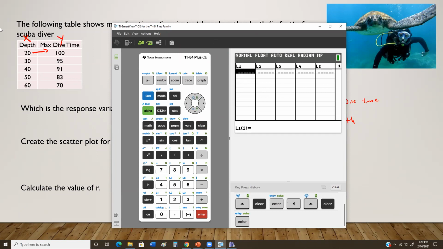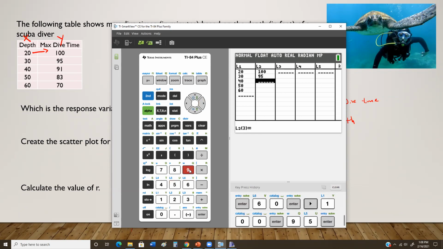All right, so under L1, you have to put the X variable. So let's start doing that. It's 20, 30, 40, 50, and 60. And then over in L2, you're going to put the Y. So it's 100, 95, 91, 83, and 70. All right, so you just want to make sure you have it plugged in correctly, paired like that, okay?